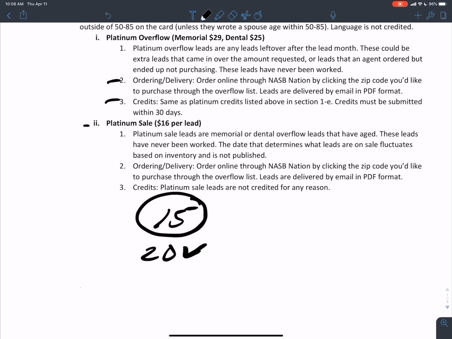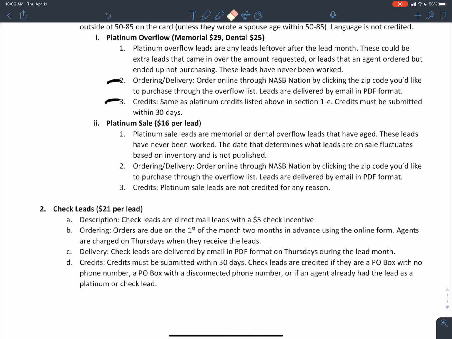3 to 4 months old. If it just says platinum, and I'll show you on the website here in a second, if it says platinum sell, that means it was sitting on the overflow for about 6 months or so, 4 to 6 months, and no one purchased it, then it rolls to a platinum sell lead. So most of the leads on the website for overflow are going to be reworked leads that another agent had. The platinum sell leads, another agent has never gotten that lead, at least with NASB.